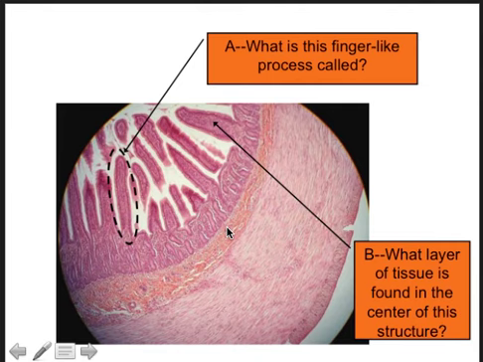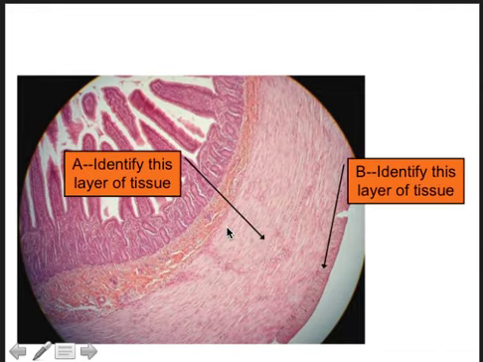Next question. B. What layer of tissue is found in the center of this structure? And the answer is the lamina propria. The lamina propria, a layer of connective tissue. Okay, next question. Identify the layer of tissue indicated by A, that is the muscularis externa. Again, note the spindle-shaped smooth muscle tissue.